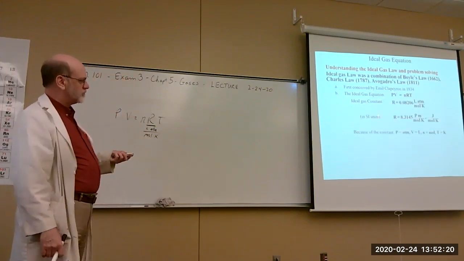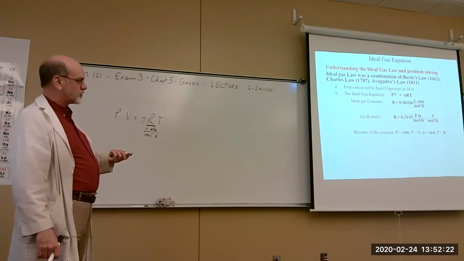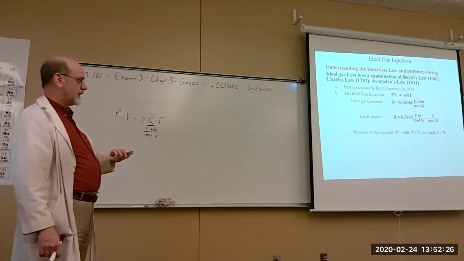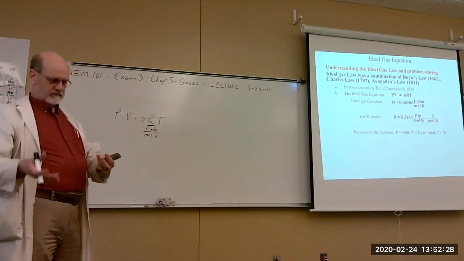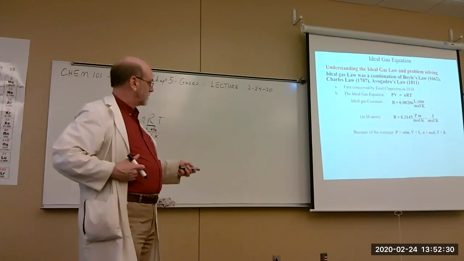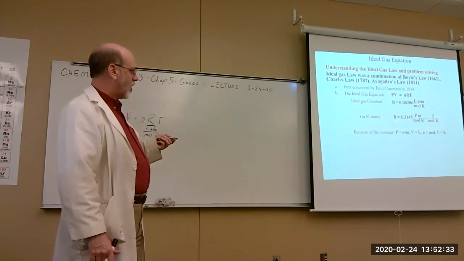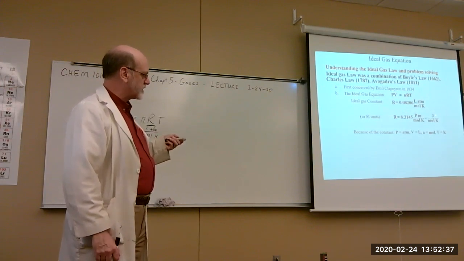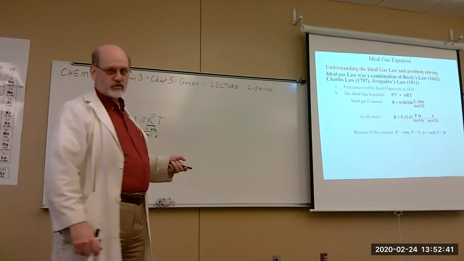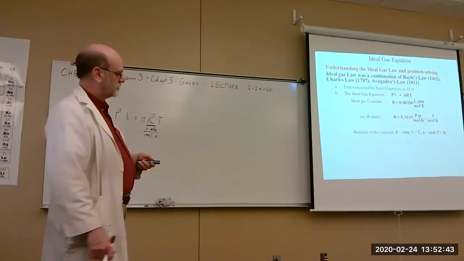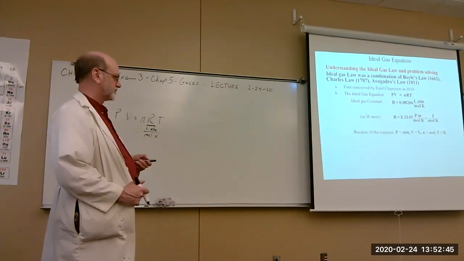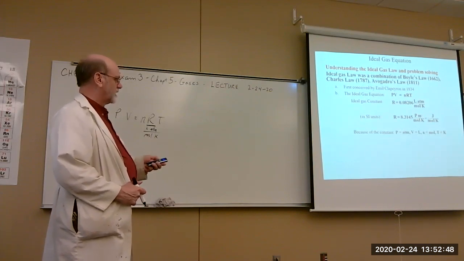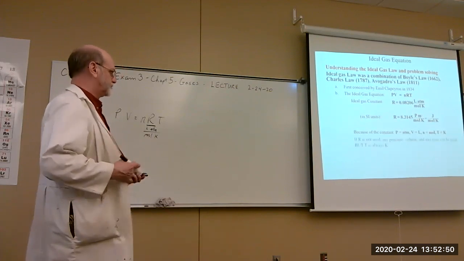So here are the two most common ones. We're going to use this one first in this chapter on gases, and later in this chapter we look at R in different units. The distinguishing characteristic of this one is that J is joules. It's an energy value.